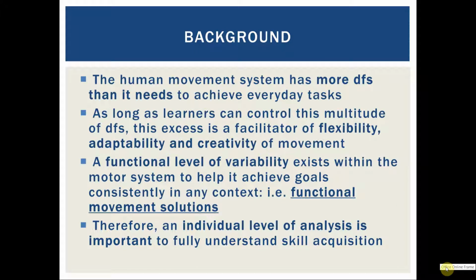So, of course, we know that the human movement system has more degrees of freedom than it actually needs. So as long as a learner can control that multitude of degrees of freedom in any way possible, preferably with as much variability as possible, we say that someone has a flexible ability to perform a skill, right? They're adaptable and they're creative. So a functional level of variability always exists within the motor system to achieve a particular task goal, and we referred to that previously as functional movement solutions.